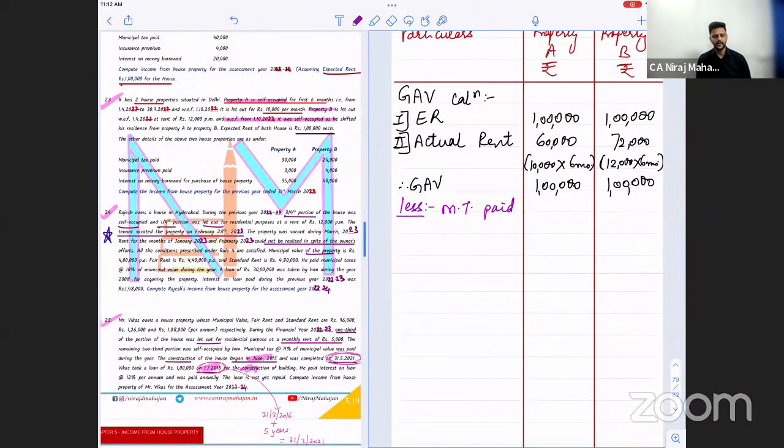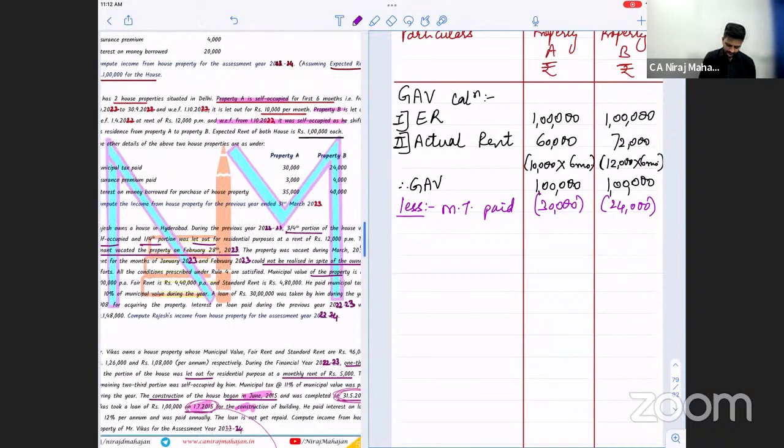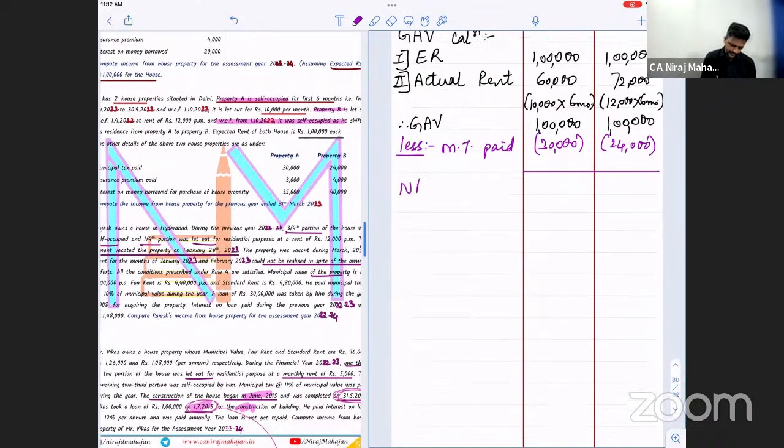Both are let out. I mean, we are allowing municipal taxes. So municipal taxes are 30 and 24. Figures are given to you. What do you arrive at for NAV, net annual value, not asset? 70 and 76.